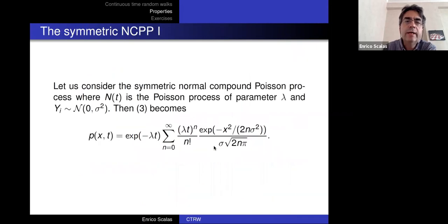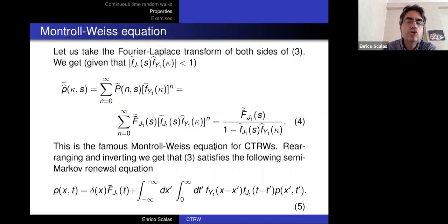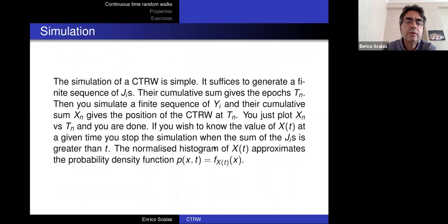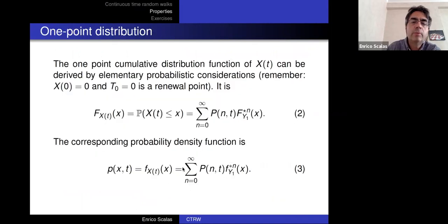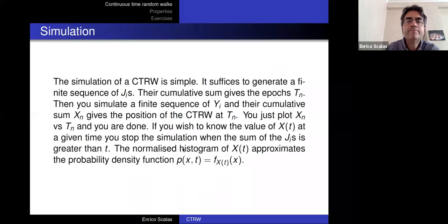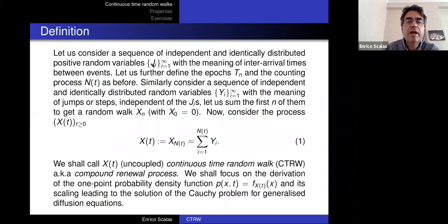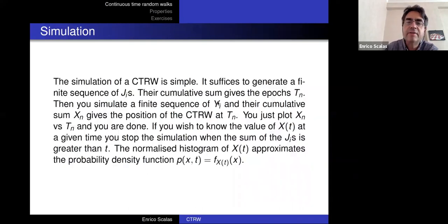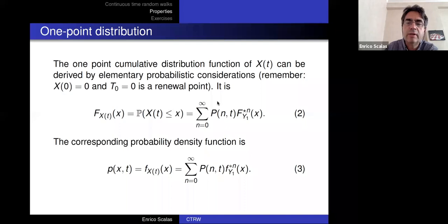Okay, now let us consider a special process in which we want to apply equation 3, and we assume that these variables J_i are exponentially distributed with parameter lambda, and the jumps Y_i are normally distributed with parameters mu equal to 0 and sigma squared, where sigma squared is the variance of the normal distribution.